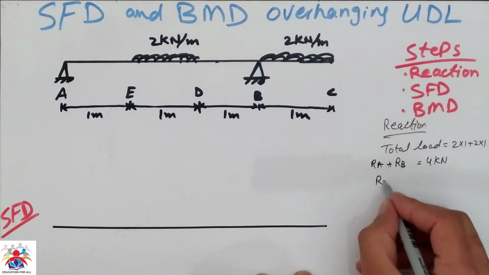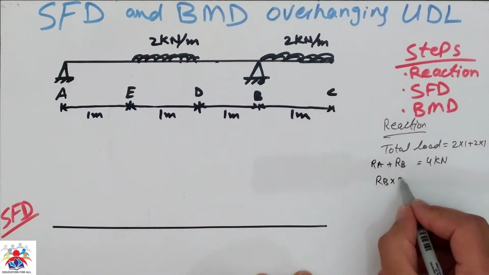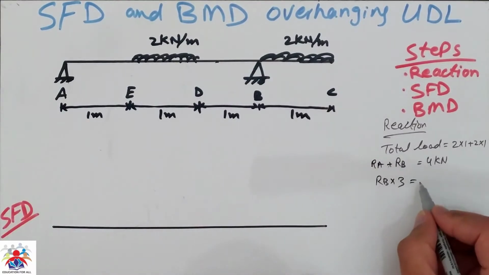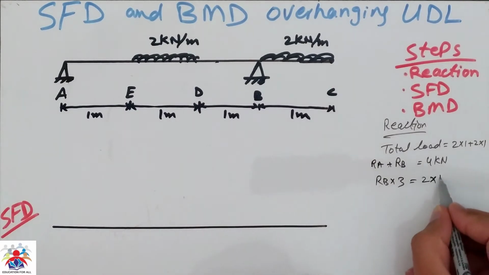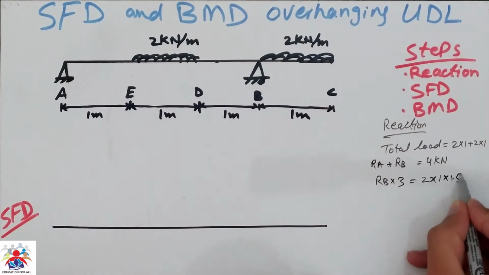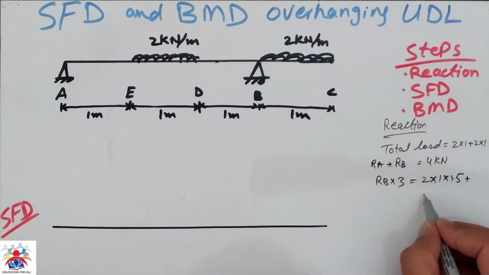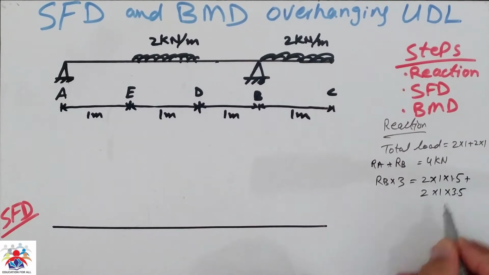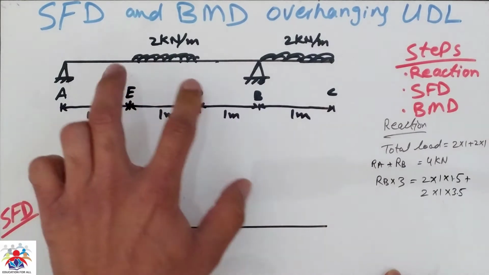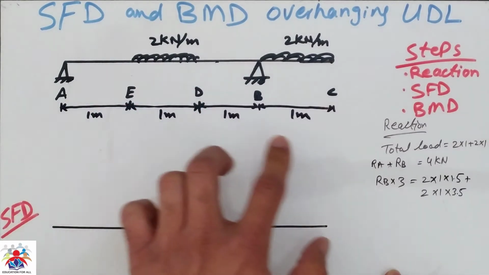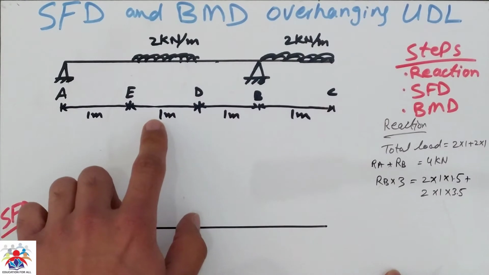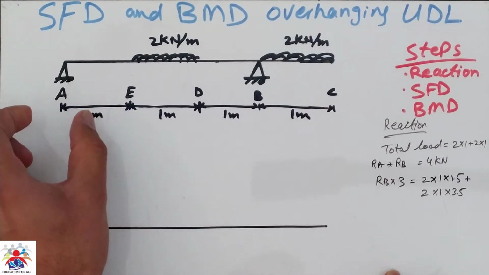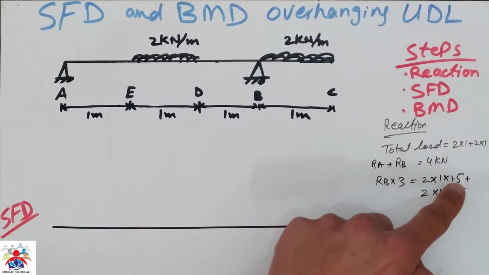How do we do that? RB multiplied by 3, 1, 2, 3 meters, equals 2 multiplied by 1 multiplied by 1.5 plus 2 multiplied by 1 multiplied by 3.5. So 2 is our load, multiplied by 1 because it is acting on 1 meter, multiplied by 1.5. UDL always acts at the middle of its span. So 0.5 from here and 1 from here to get to point A. That's why 2 multiplied by 1 multiplied by 1.5.